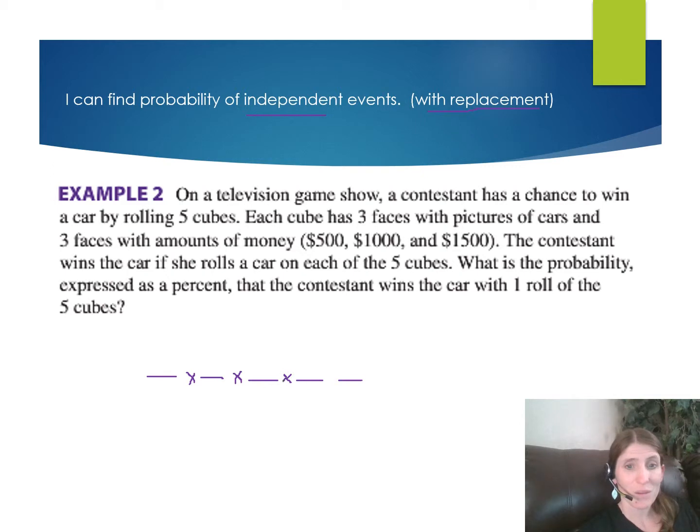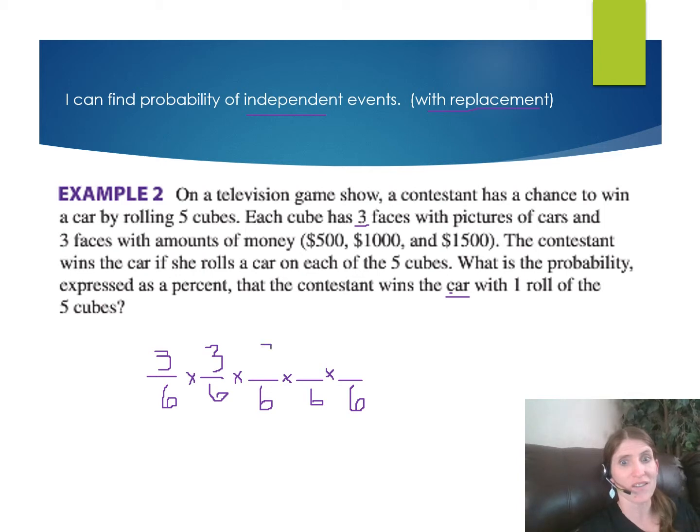Okay, so now, because it's replacing, it's independent, I know that the number cube has 3 faces with pictures and 3 faces with money. So I have 6 sides, right? 6 on every single one of them. So that's my denominator because that's not going to change. Okay, so now the idea here is that we want to know if she can win the car. So I'm just looking strictly at the faces with cars, right? It says that there are 3 right here. So I'm going to put a 3 on top of every single one of these. Oh, wait. The contestant wins a car if she rolls a car on each of the 5. Yes, she has to get a car on all 5 of them.